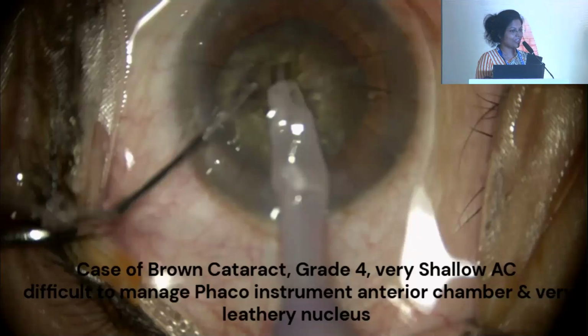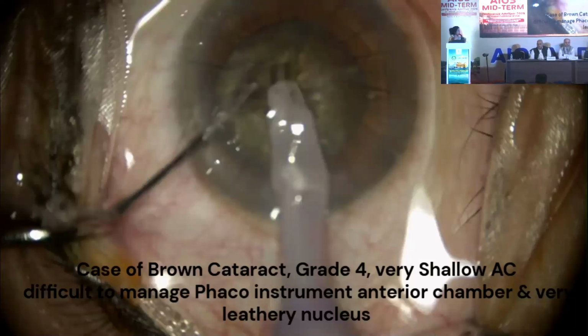How many cuts were there? For every quadrant, the total was 20, very close cuts. Why was the AC shallow? Sir, the patient had this grade 4 cataract, and in gonioscopy also the angle was extremely narrow. What is the axial length of this eye, and the IOL power? The IOL power was 8 for this patient, and the axial length was 23.2.